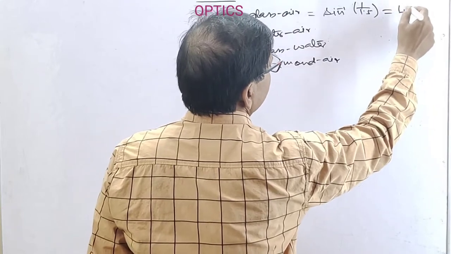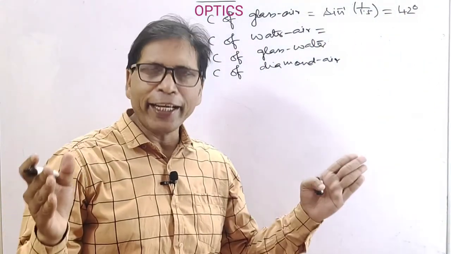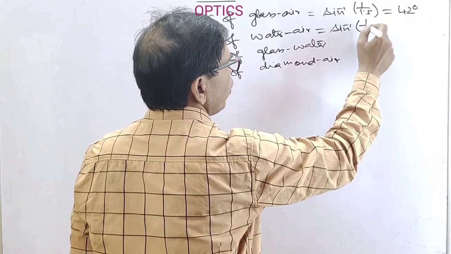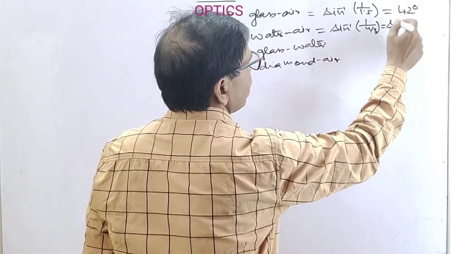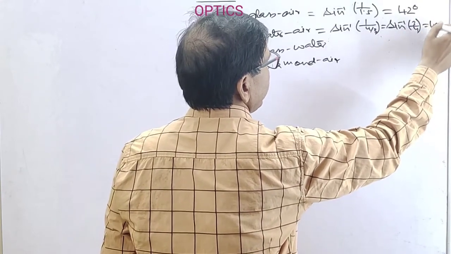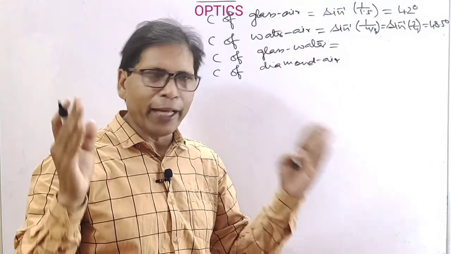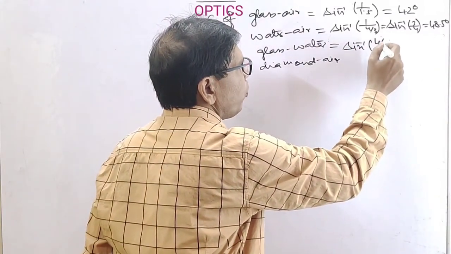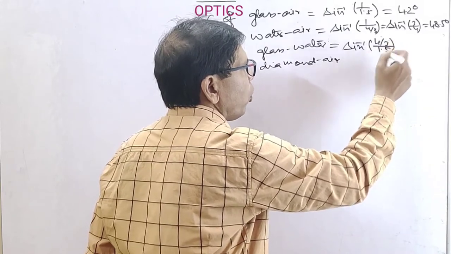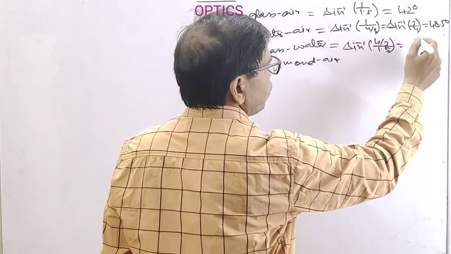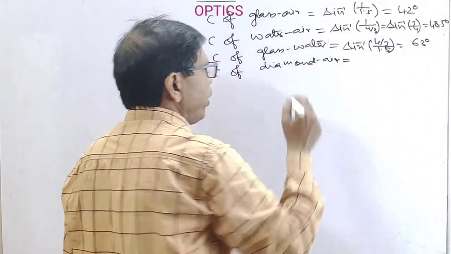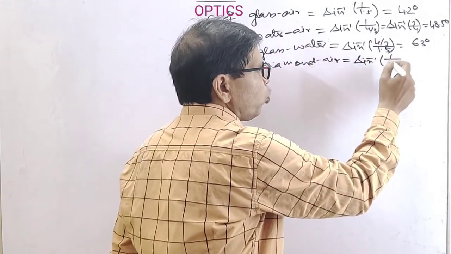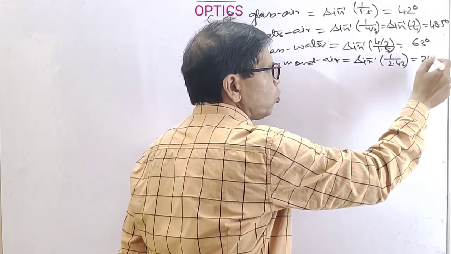Now, next. The critical angle of the glass-air medium is equal to sin inverse 1 by 1.5, so this is equal to 42 degree. In the same way, the critical angle of the water-air medium is equal to sin inverse 1 by 4 by 3, so this is sin inverse 3 by 4. Therefore, this is 48.5 degree. The critical angle of the glass-water medium is sin inverse RI of water, that is 4 by 3, divided by RI of glass. So this is 63 degree. In the same way, the critical angle of the diamond-air medium is sin inverse 1 by 2.42, so this equals almost 24 degree.